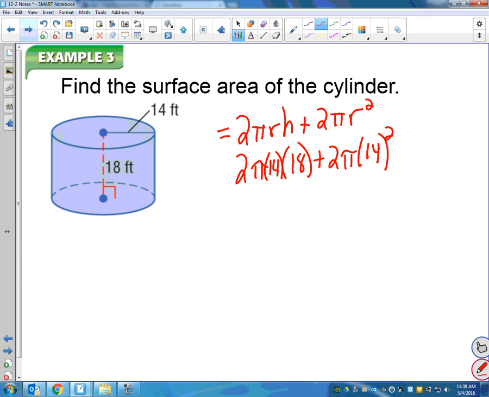Anybody have a question of where I'm getting those numbers from? I got 2,814.9. That's what I got. Big number, right? 18 feet with the height and 14 feet as radius. That's a big number. Again, if you have the formula, hopefully not that bad to do. I think I got one more question.